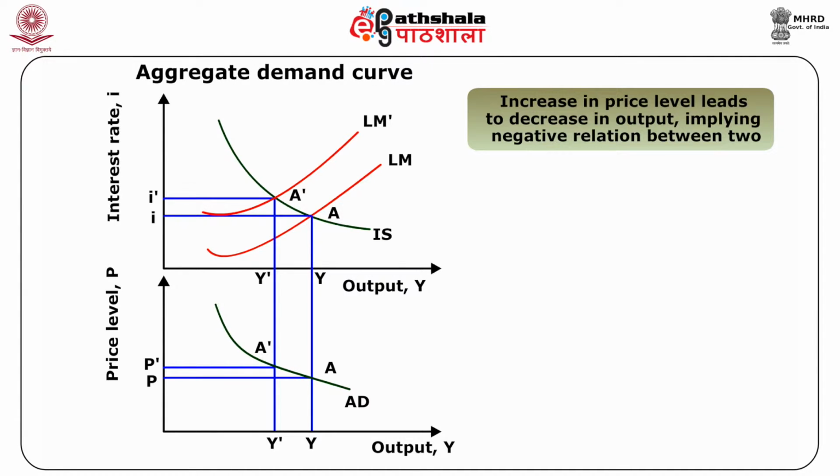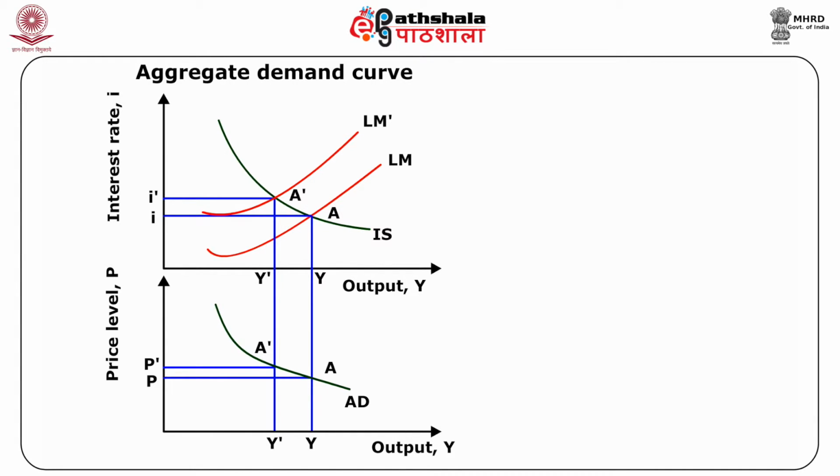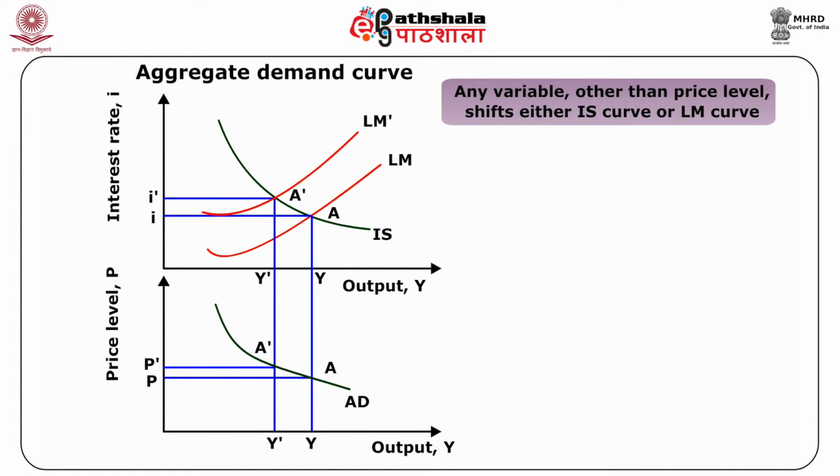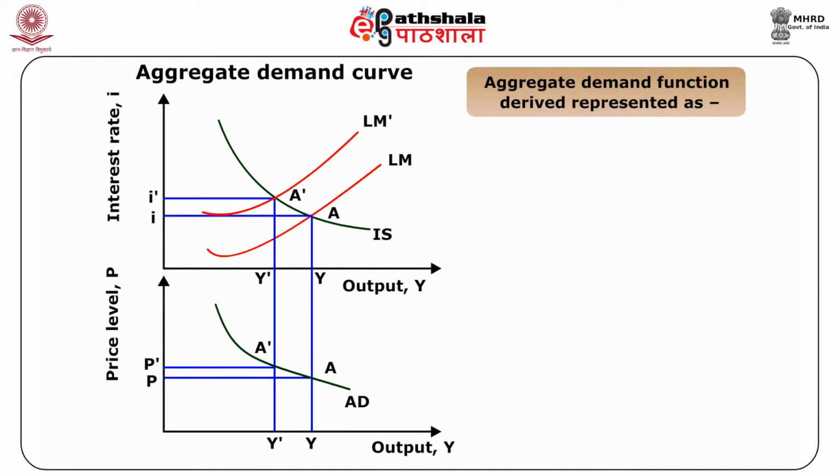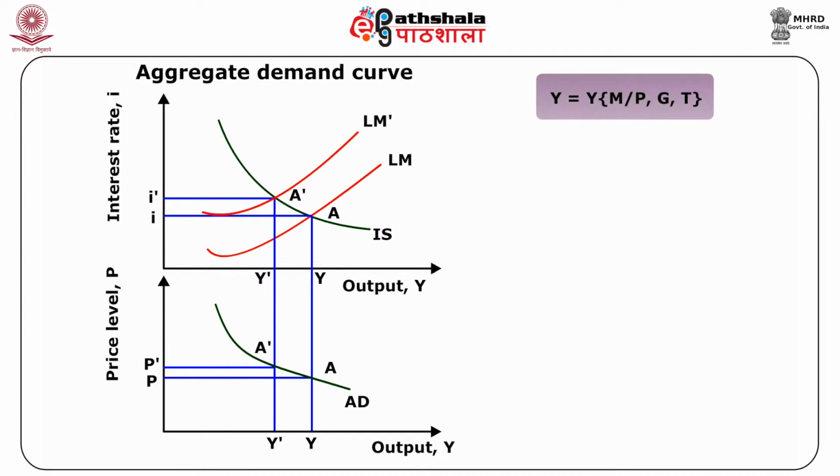So an increase in the price level leads to a decrease in output, implying a negative relation between the two, as represented by the AD curve. Any variable other than the price level that shifts either the IS curve or the LM curve also shifts the aggregate demand curve. The aggregate demand function that we have just derived can be represented as Y = Y(M/P, G, T).